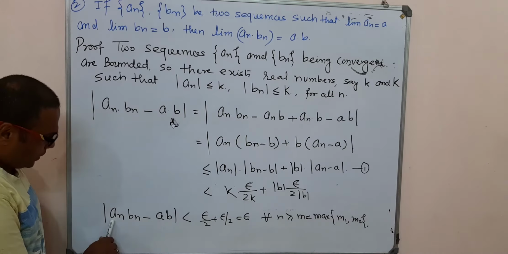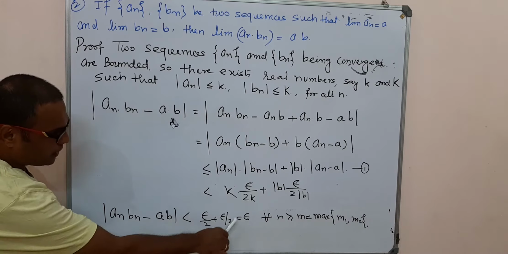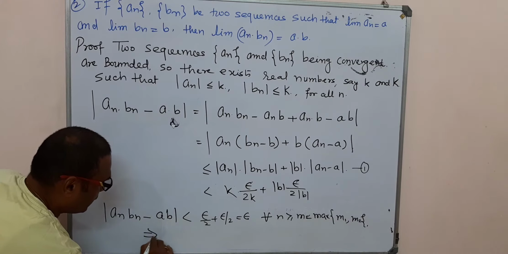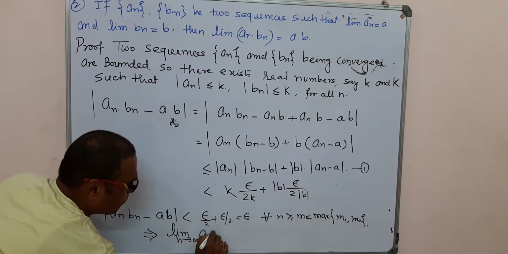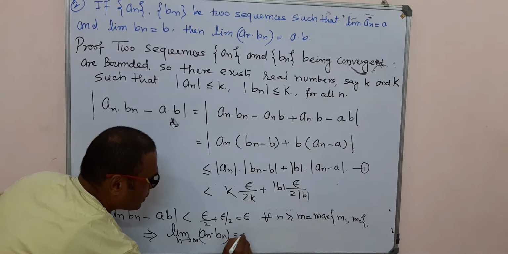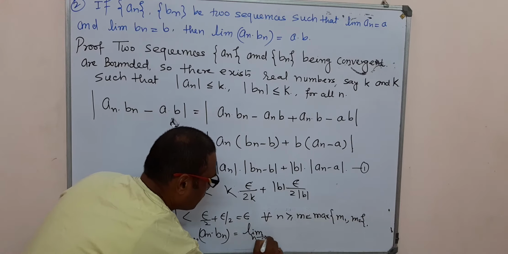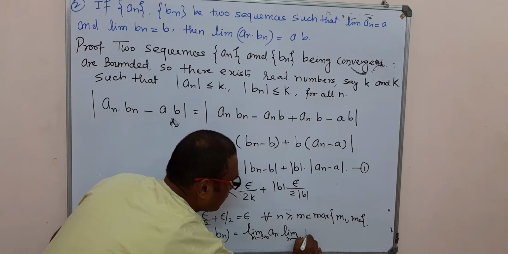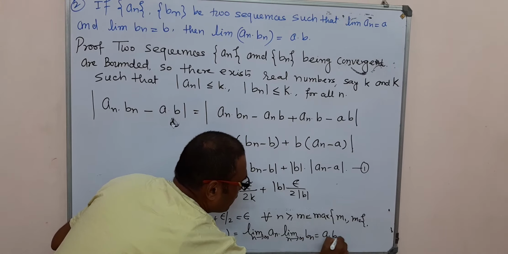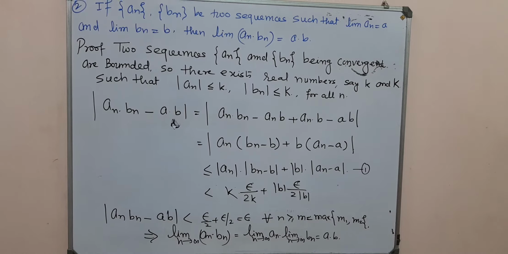So this fulfills the definition: the mod of a_n b_n minus a b is less than epsilon. So what it implies? It implies that the limit as n tends to infinity of the product of these two sequences is equal to the limit of a_n times the limit of b_n, which is a into b. So this is the proof of our first theorem.